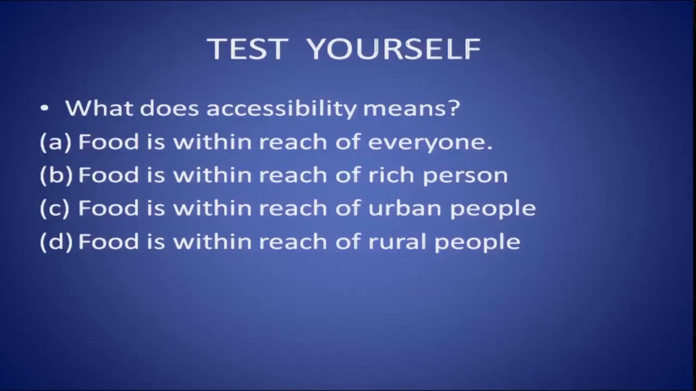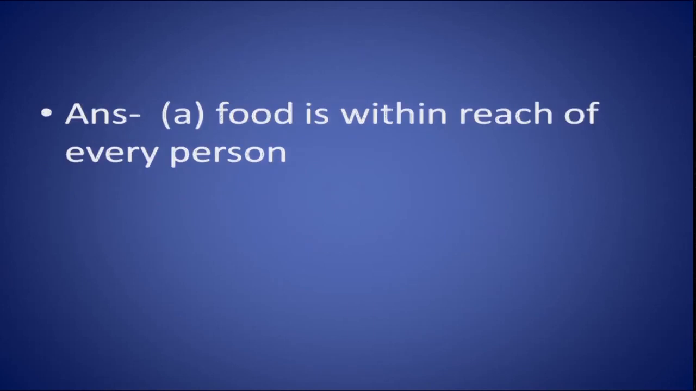The first question is, what does accessibility mean? Option A, food is within reach of everyone. Option B, food is within reach of rich persons. C, food is within reach of urban people. D, food is within reach of rural people. So, the question is, what does accessibility mean? The answer to this question is option A, food is within reach of every person.